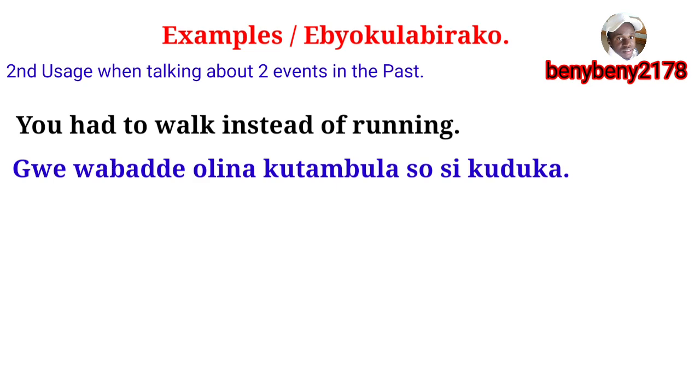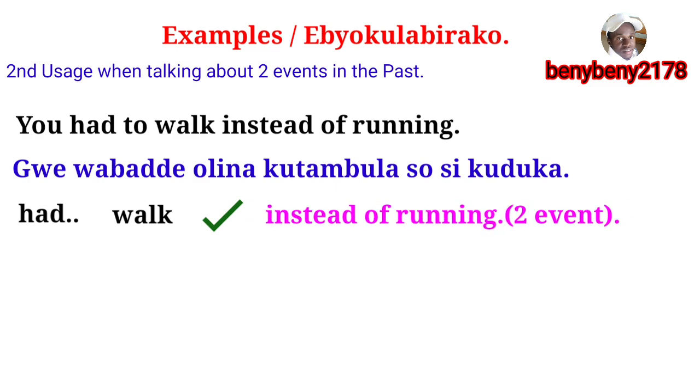And in this example, we have two events: walking, running. And the person had to walk. It is the first event. Thus, had is placed before the first event to show the past correctly. So you had to walk first. The event which you had to do first is walking instead of running. The second event is placed at the end. Thus, you had to walk instead of running.